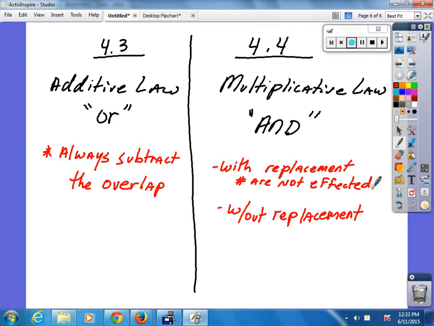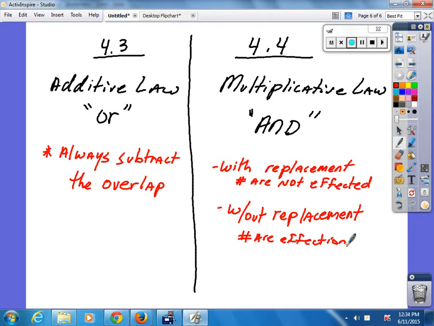But without replacement, that's when the numbers are affected. Let's say that all your names are in the hat, and there's like 10 people in here. There's 10 names in the hat. And I take out one name, and I put it in my pocket. Then what's the chance of you getting picked in the next one? One less. Yeah, exactly. It'd be 1 out of 9 instead of 1 out of 10. So the numbers have changed. 1/9 is not equal to 1/10.